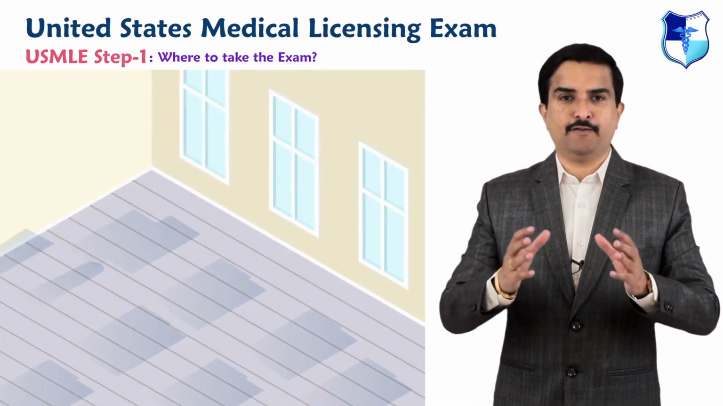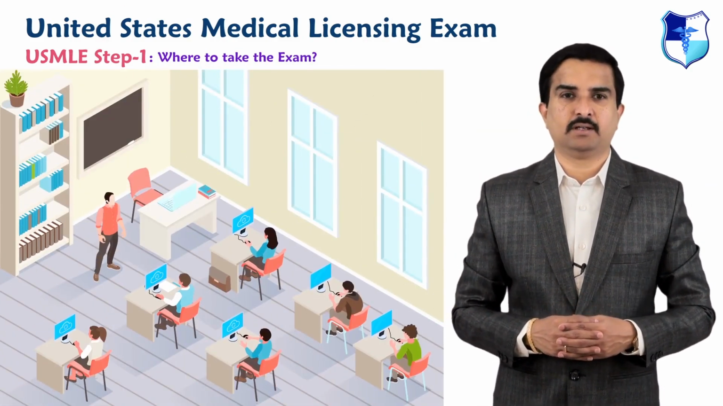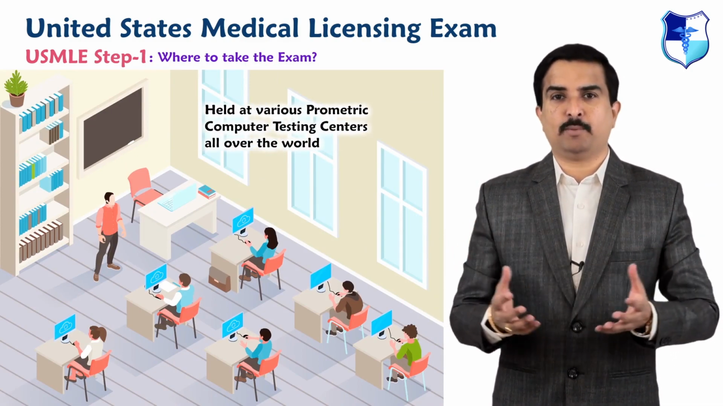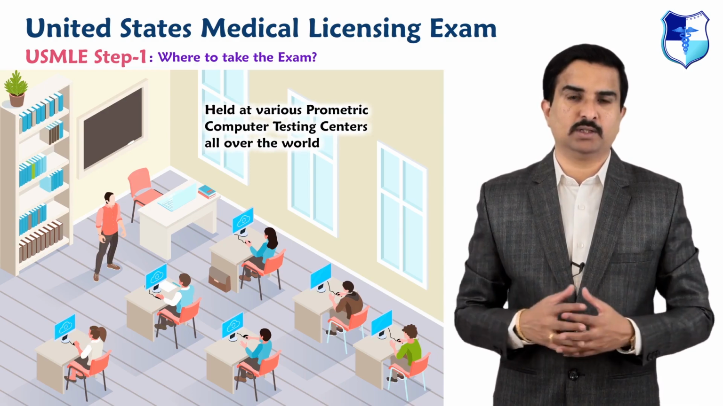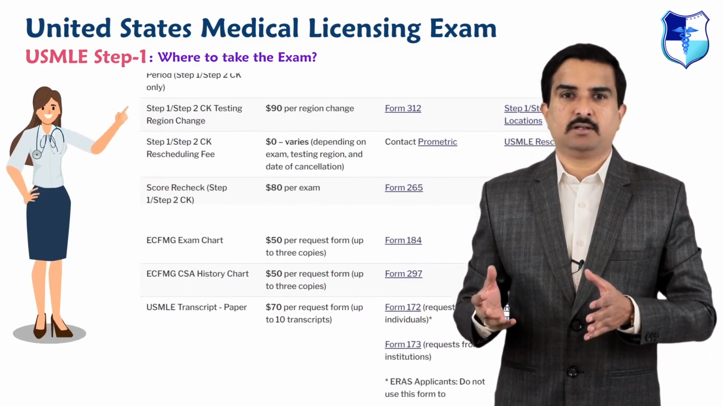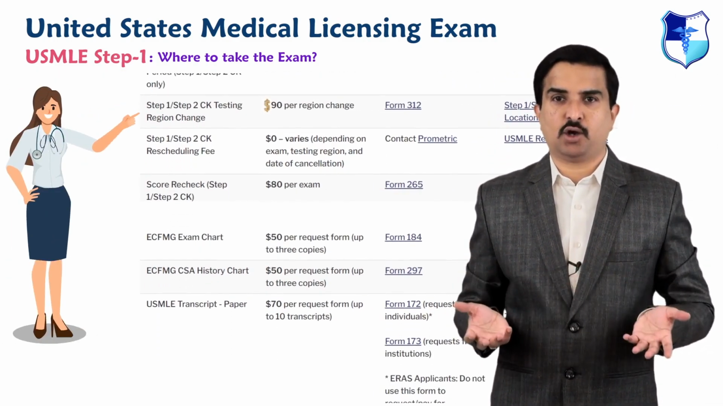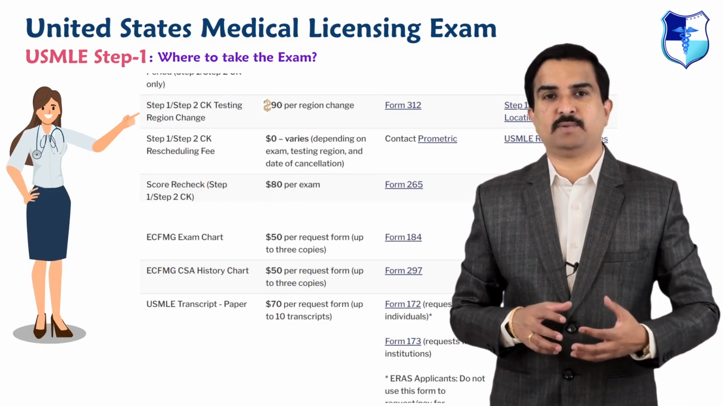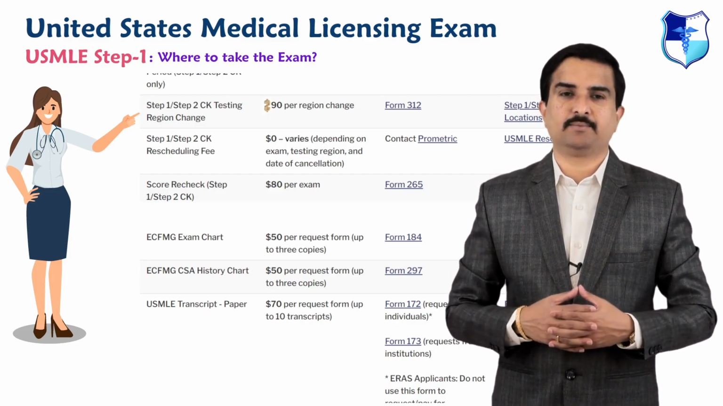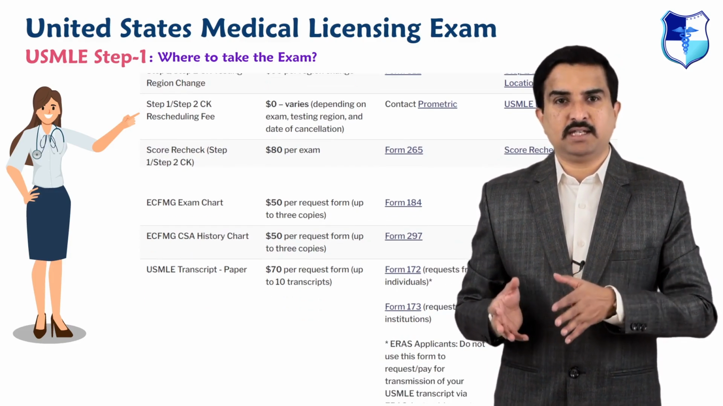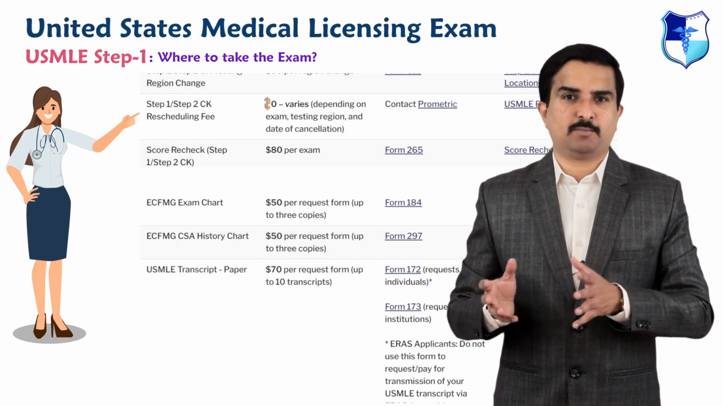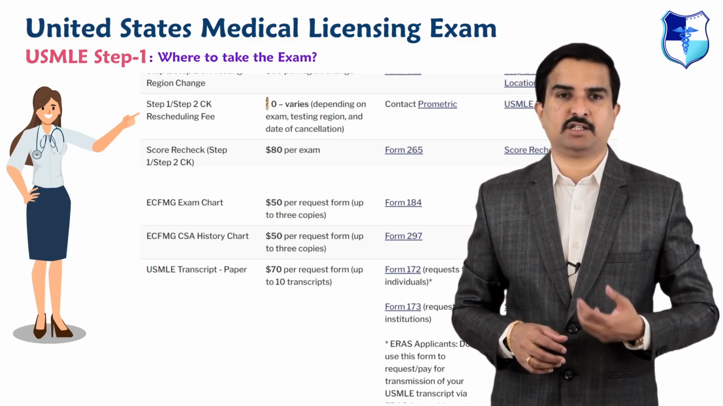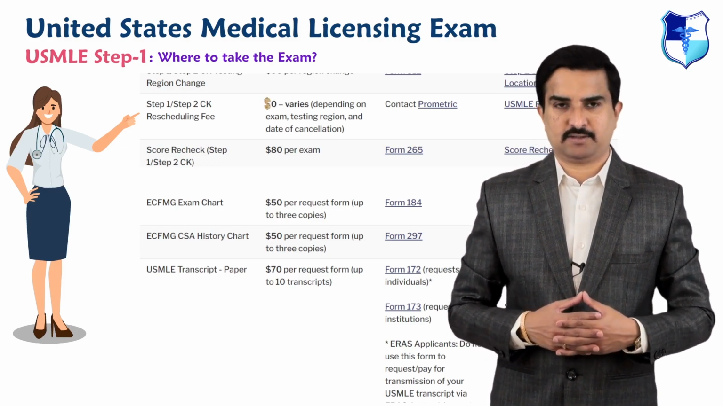Now the question is where to take this USMLE Step 1 exam. This exam is held at various Prometric computer testing centers all over the world. In the application, the candidate can choose the center of their choice and change the test region, and the charge is approximately $90. Step 1 or Step 2 CK rescheduling fee ranges from $0 to approximately $604, depending upon the exam, testing region and date of cancellation.